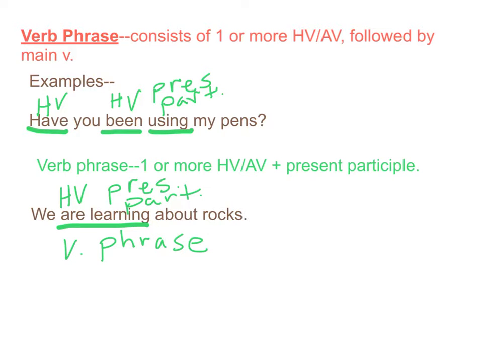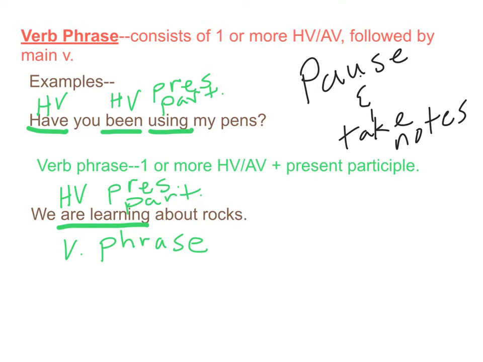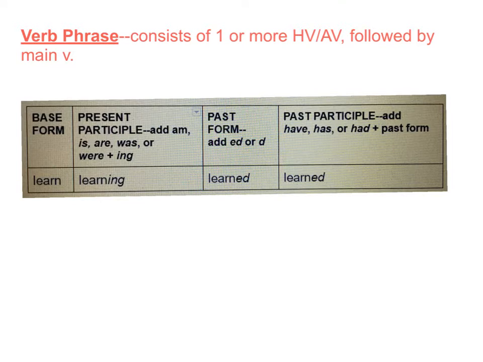Let's go back to the chart that you should have copied in your notebook. First, you have the base form. As you can see, there's no ending at the end of the word. Present participle, you usually have the words am, is, are, was, or were, plus adding an ing to the base form. That's how we get learning. I am learning, we are learning. Next, past form, you add the ed at the end. And past participle, you add have, has, or had, plus the ed at the end on the base word.